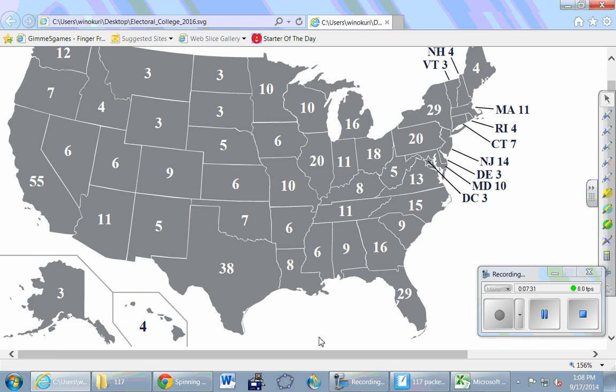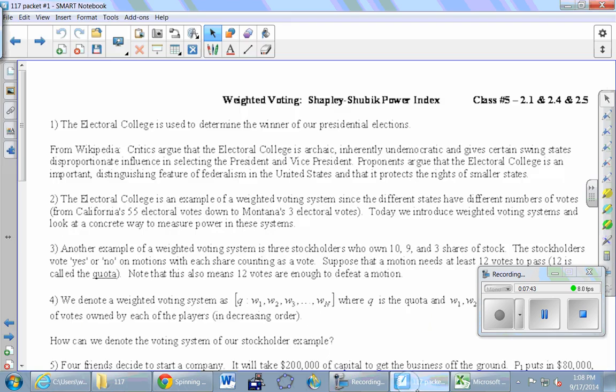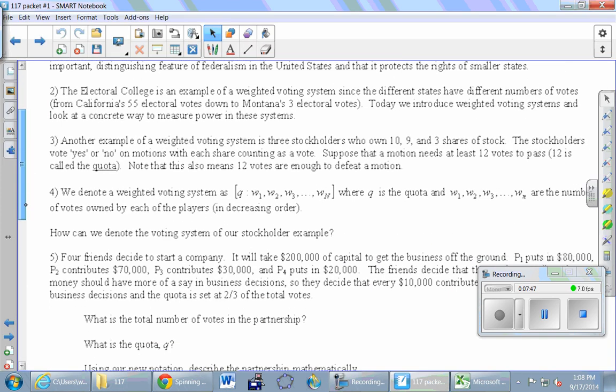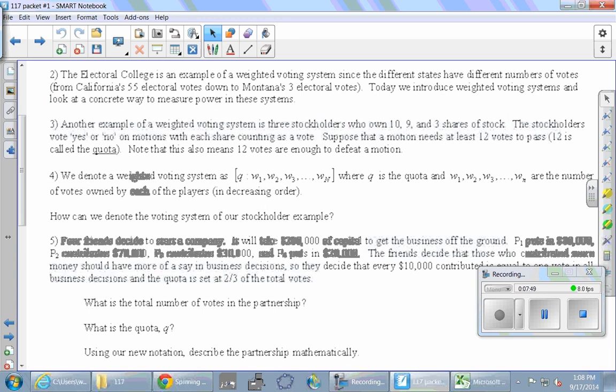And that's the question that we're basically going to be answering over the next couple of classes, is how do we decide how powerful people are or states are when they have different weights? That's what these numbers represent. So let's come back to the packet. And we'll jump down here to number 3, Ryan.